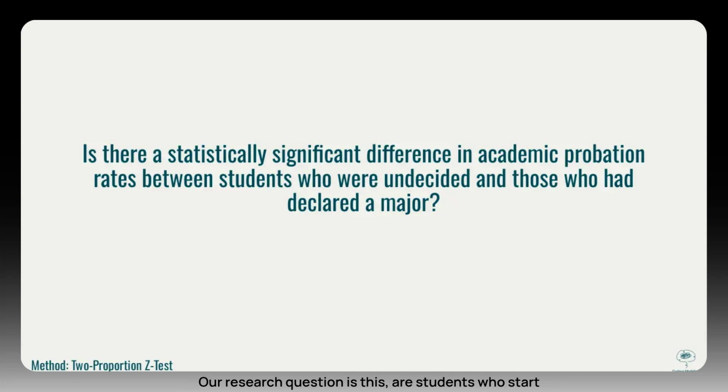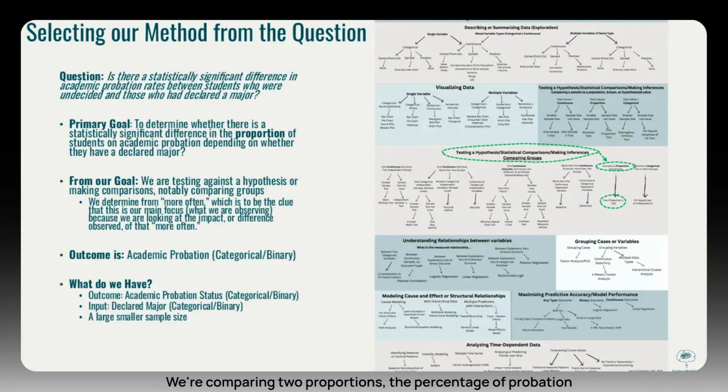Our research question is this: are students who start college undecided more likely to end up on academic probation than those who have declared a major? We're comparing two proportions, the percentage of probation cases in each group, to see if the difference is significant.